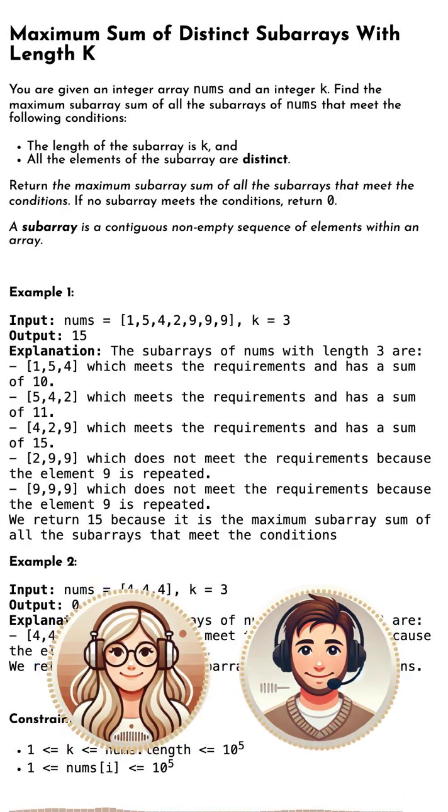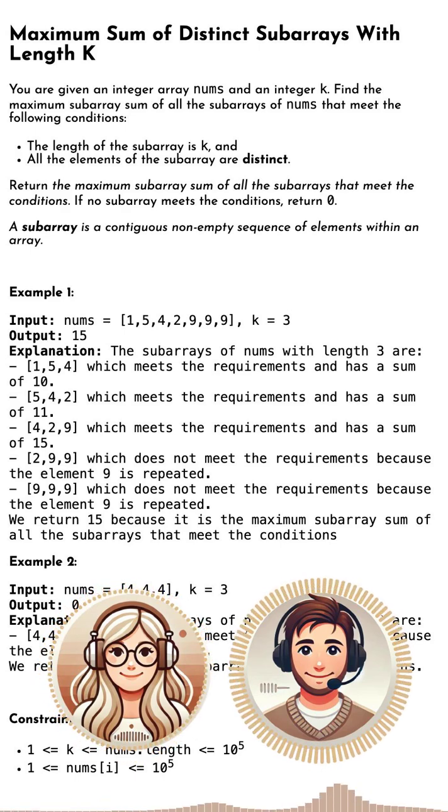And we update our dictionary: 1, 1, 4, 1, 2, 1, 3. But wait a second. Our window size is now 4. You're right. It's bigger than our target K, which is 3. So what do we do? Time to shrink the window from the left side.